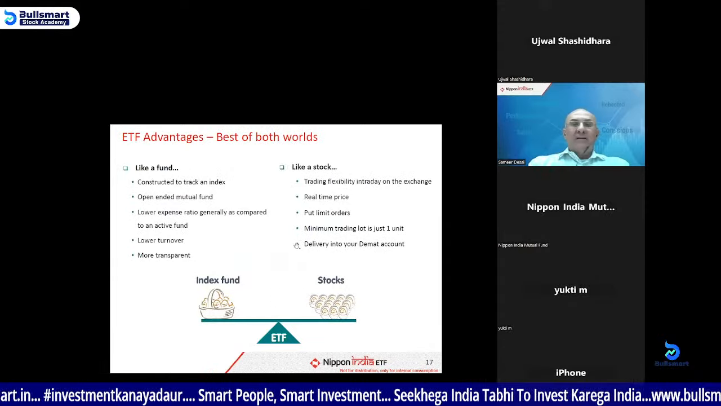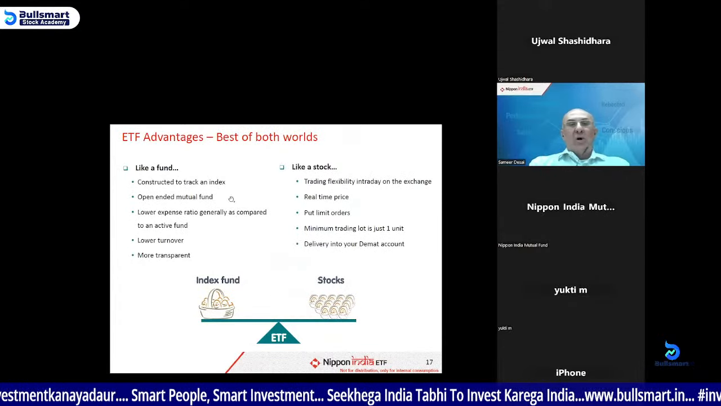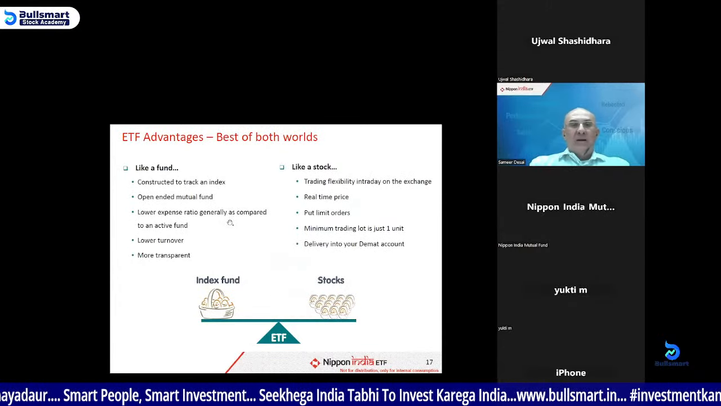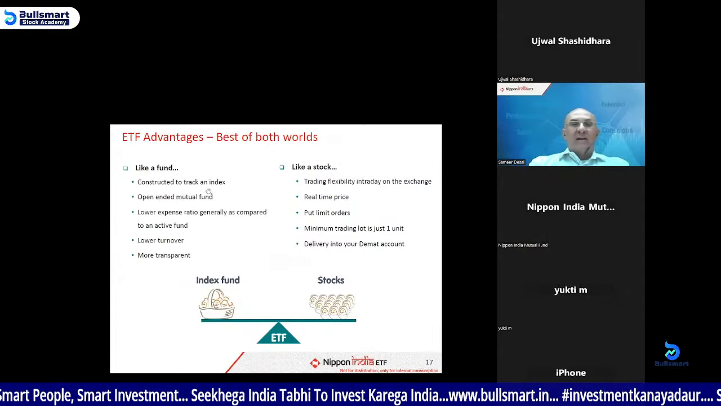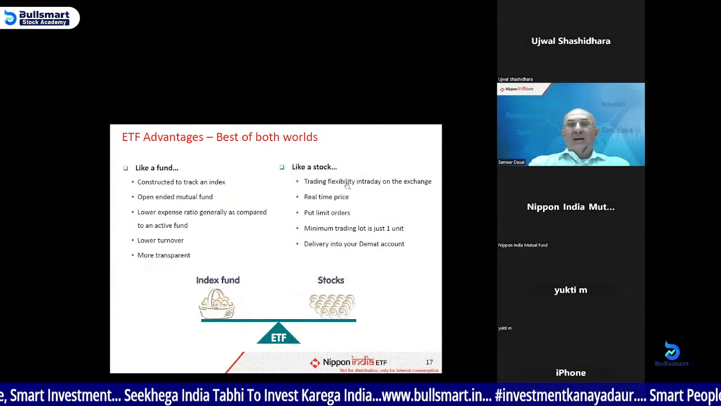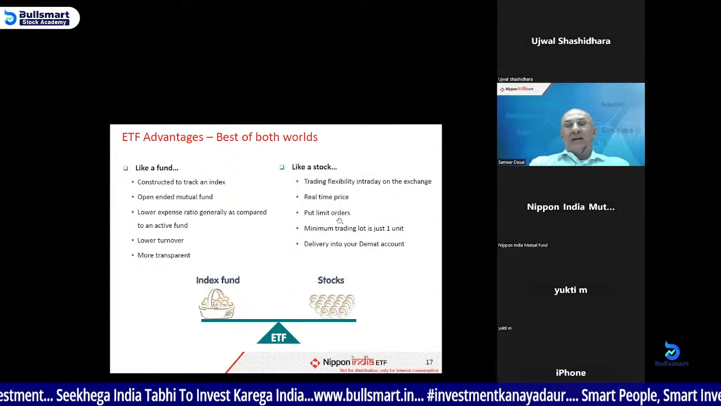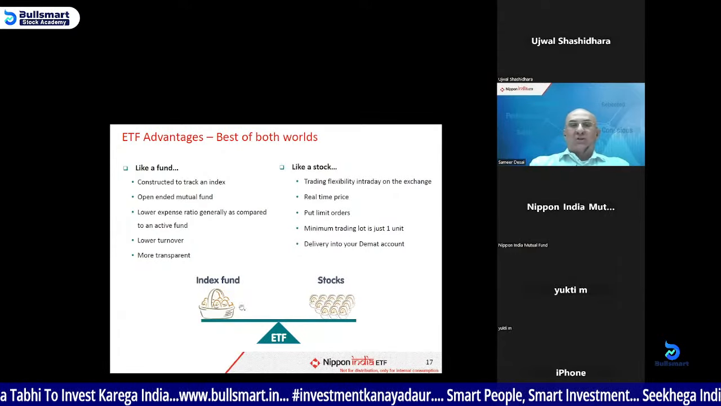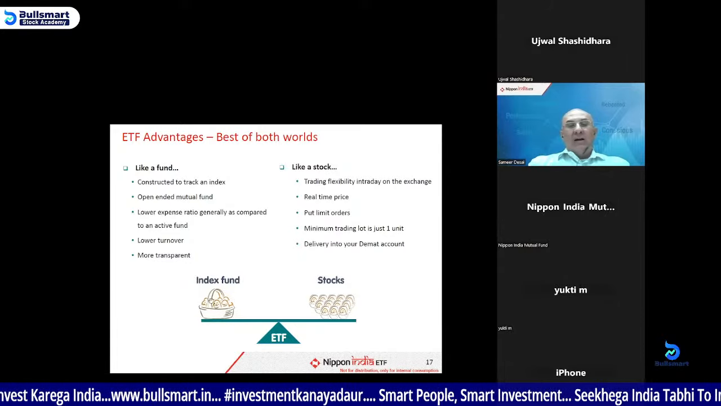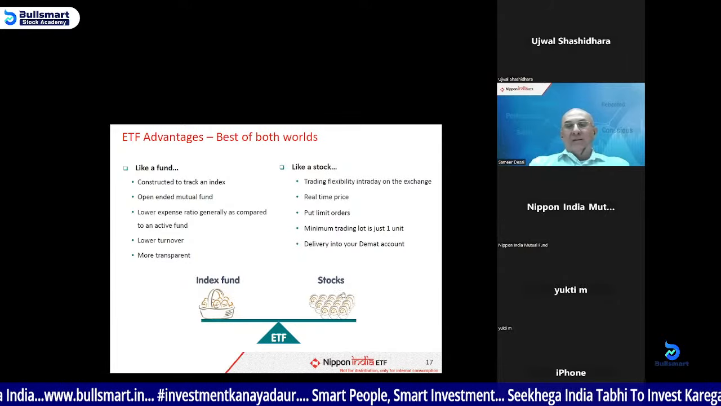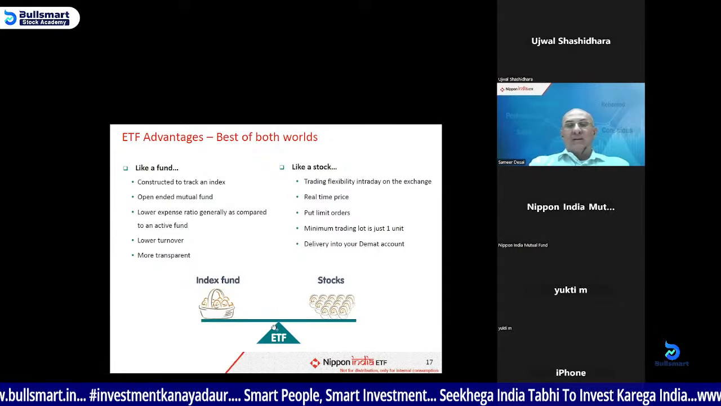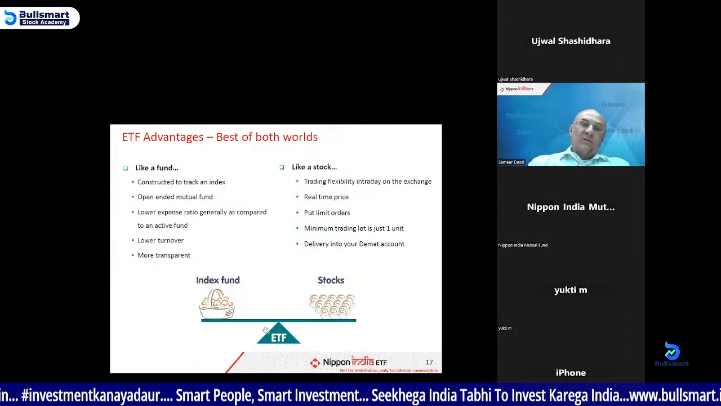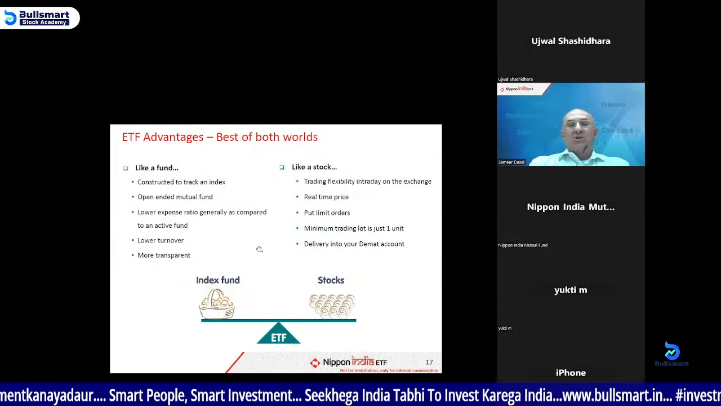So what is an ETF? If we recall the Ramayana example, an ETF is essentially a diversified index, and it trades in real time. It trades like stocks at real time prices on the stock exchange. So essentially, index diversification combined with real time pricing of stocks are the two advantages of an exchange traded fund.